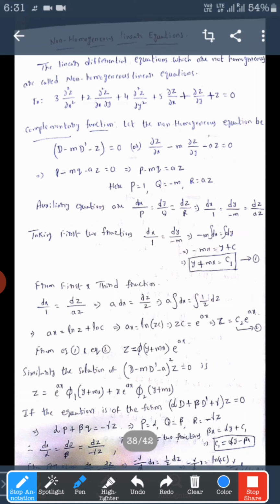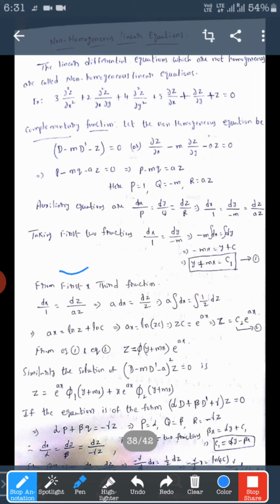So first we consider these two fractions. dx/1 is equal to dy/(-m). After separation of variables, it is easy to integrate. Therefore, -m integral dx is equal to integral dy. Therefore, y + mx = c1.